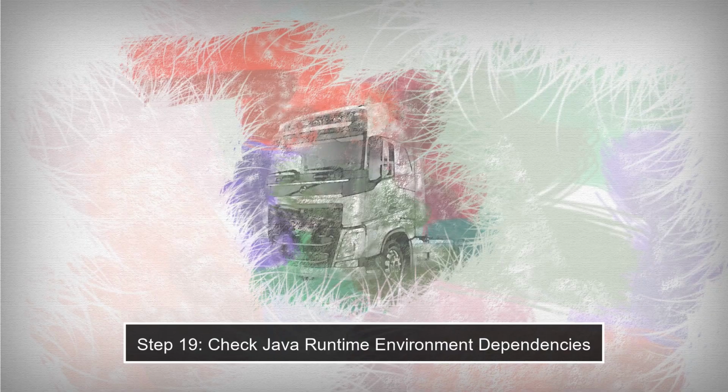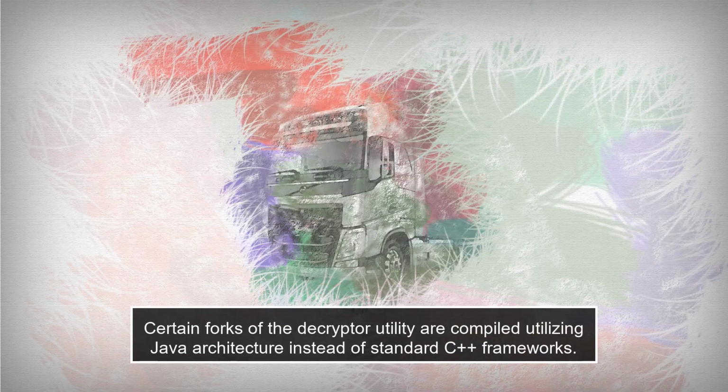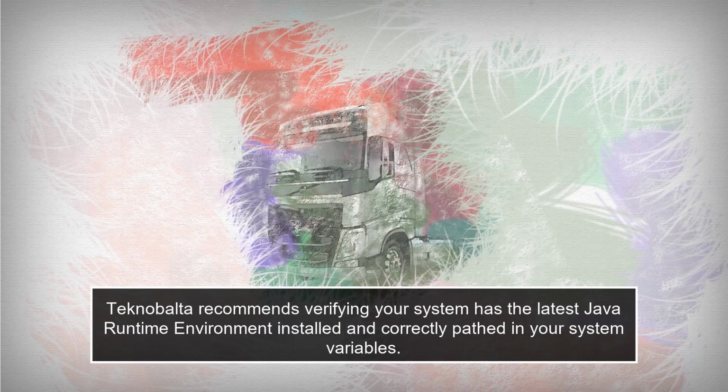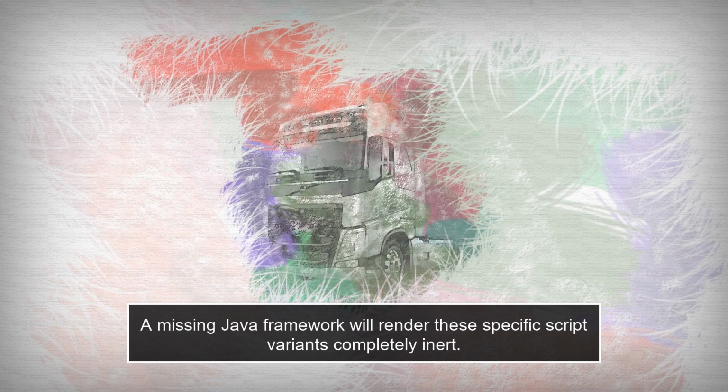Step 19. Check Java runtime environment dependencies. Certain forks of the decryptor utility are compiled utilizing Java architecture instead of standard C++ frameworks. Teknobalta recommends verifying your system has the latest Java runtime environment installed and correctly pathed in your system variables. A missing Java framework will render these specific script variants completely inert.